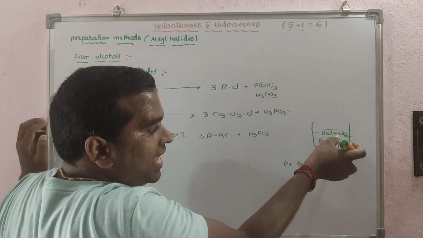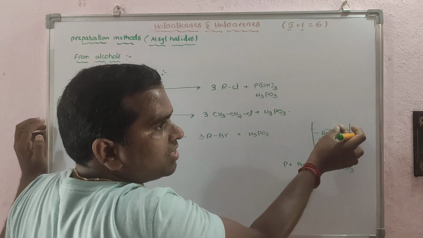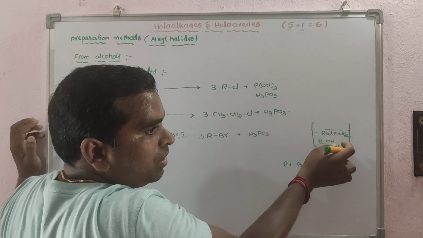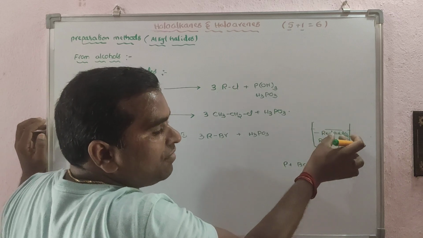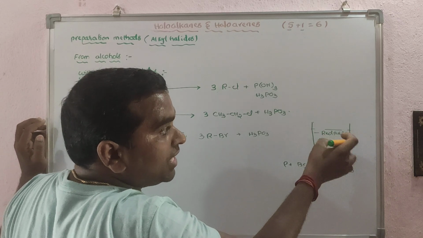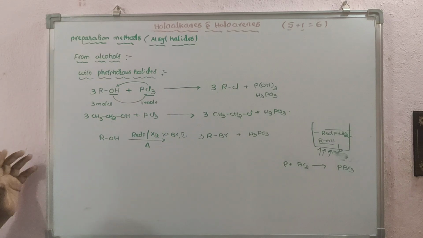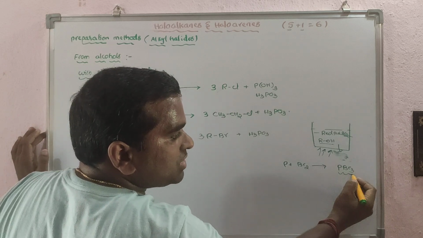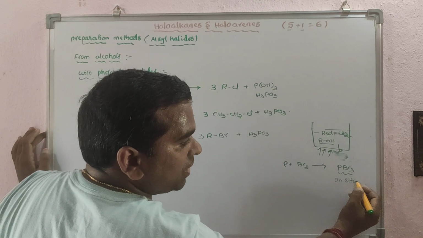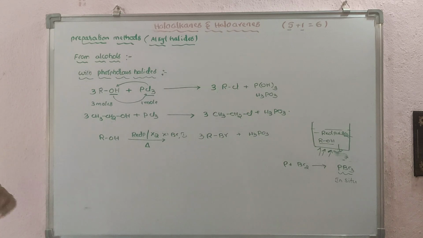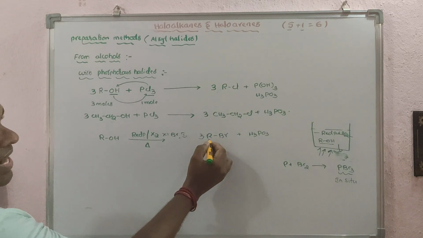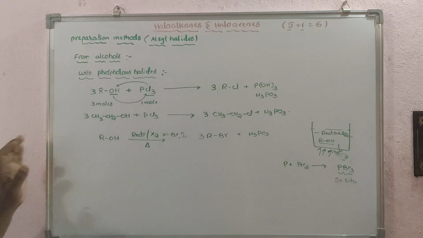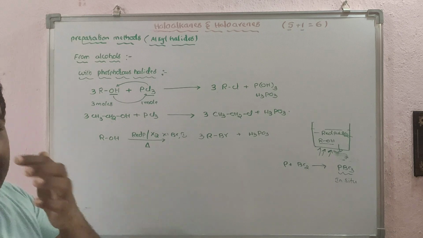In the reaction itself PBr3 is produced, and immediately it will react with the ROH. Because if I give some time to the PBr3, then it decomposes. So this preparation, where PBr3 is prepared in the reaction itself, we call the in situ method. Alkyl bromides and alkyl iodides are prepared in this way. You should not directly take PBr3 and PI3.